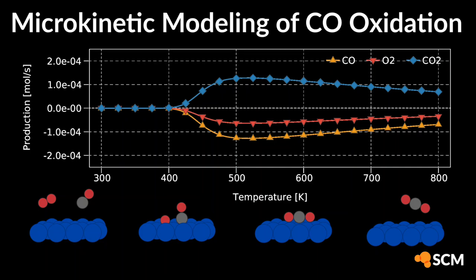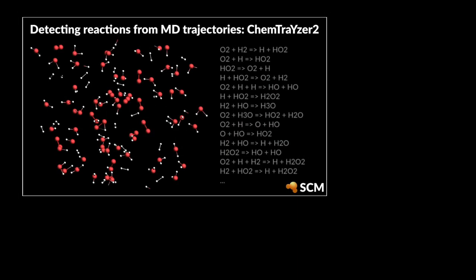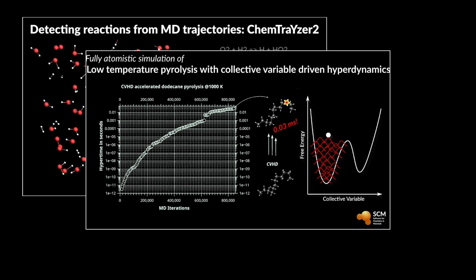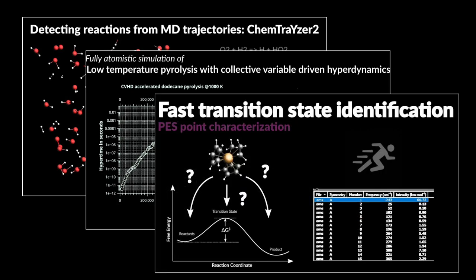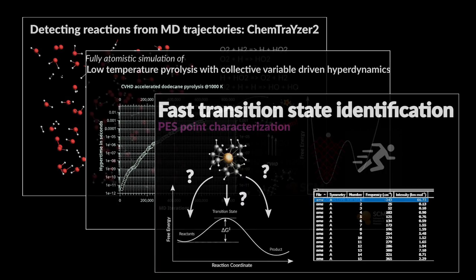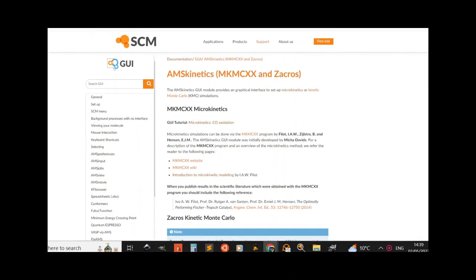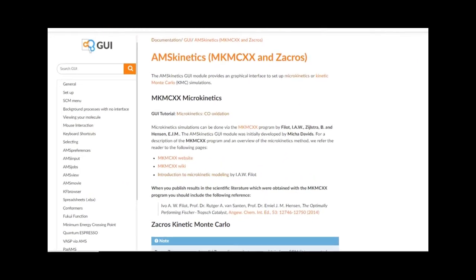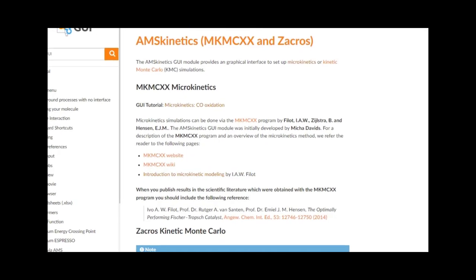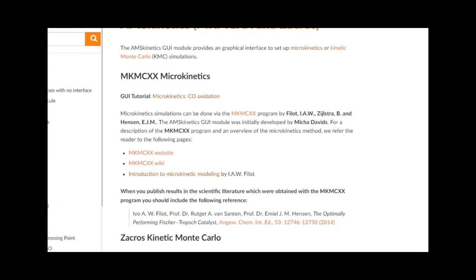In the course of this video series, we have seen several ways to gain insight into chemical reactions with the help of atomistic modeling. In this video, we want to combine knowledge about elementary reaction steps into a microkinetic model. This will allow us to gain insights into the overall reaction system behavior.